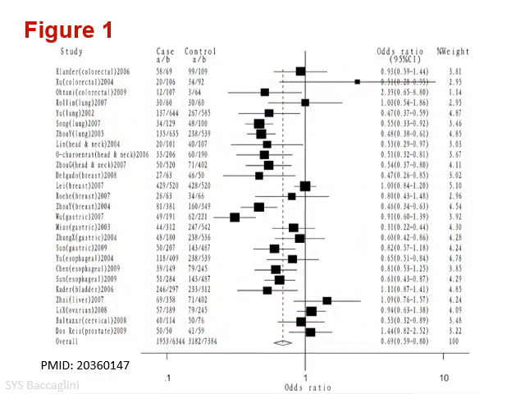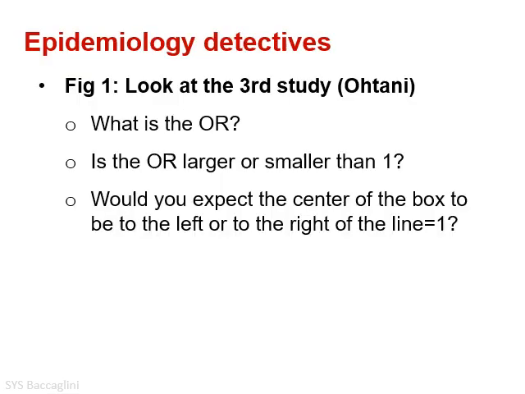Here's, for example, figure 1. Here is a tip. Take a look at figure 1. Look, for example, at the third study, Otani. What is the odds ratio? Is the odds ratio larger or smaller than 1? Would you expect the center of the box to be to the left or to the right of the null line, which is 1?